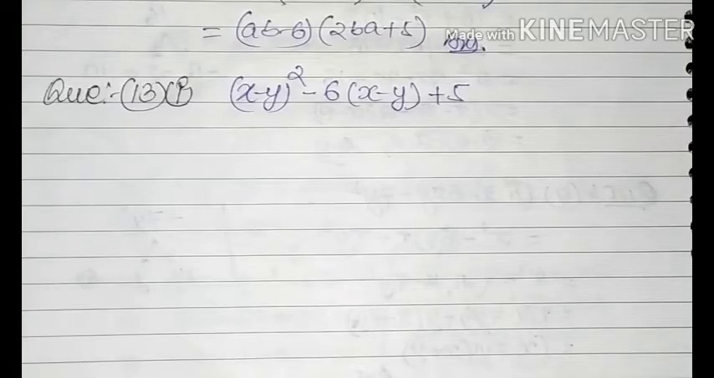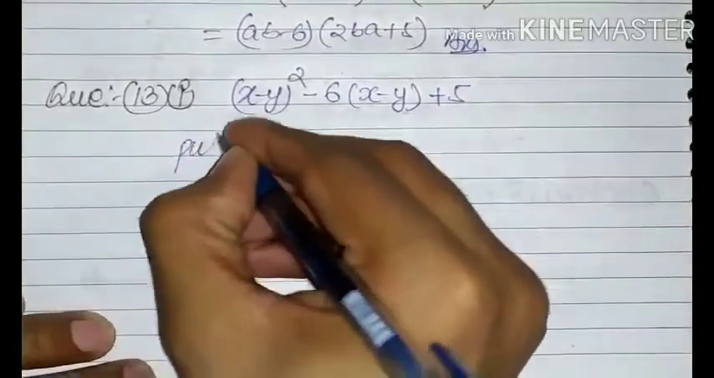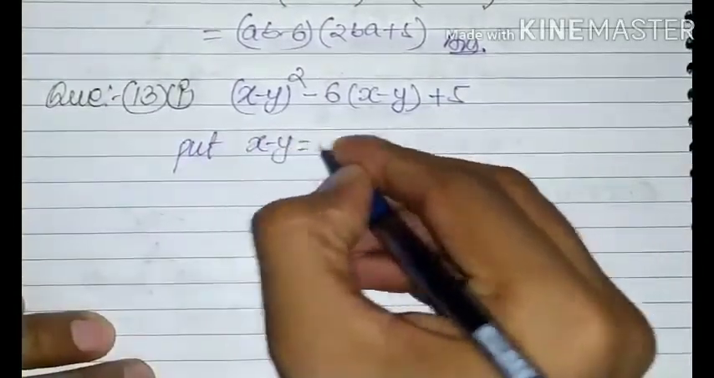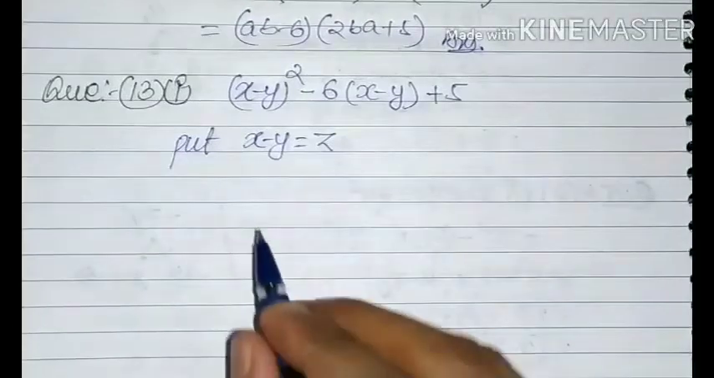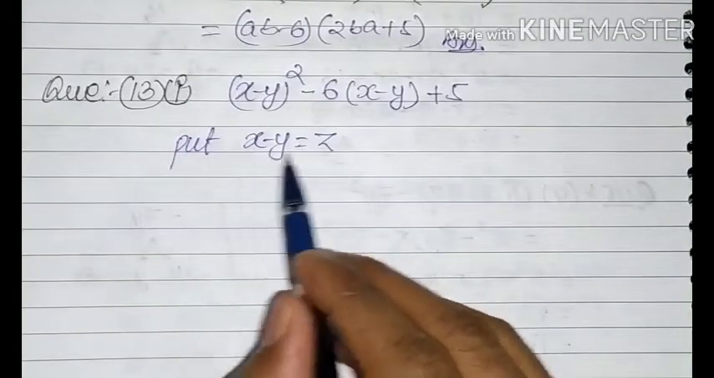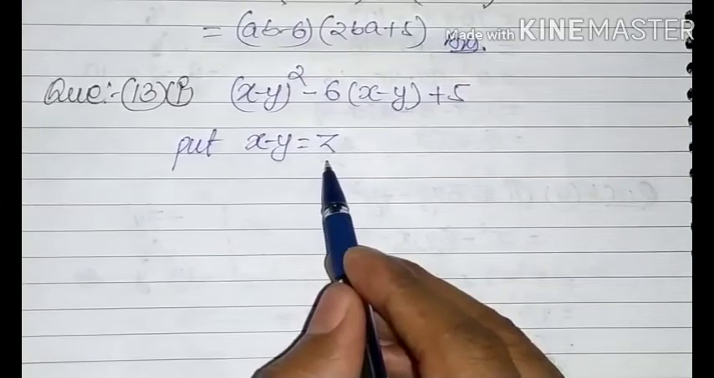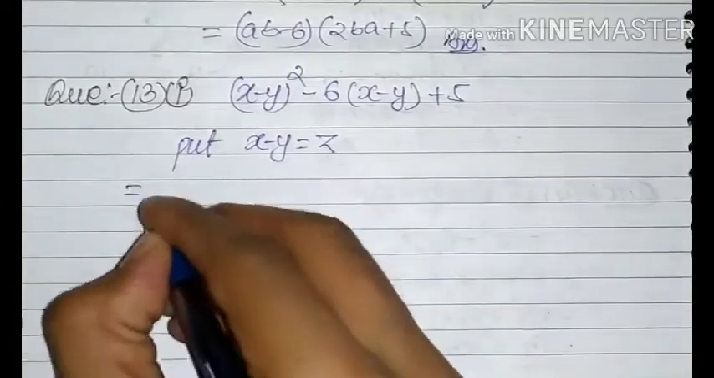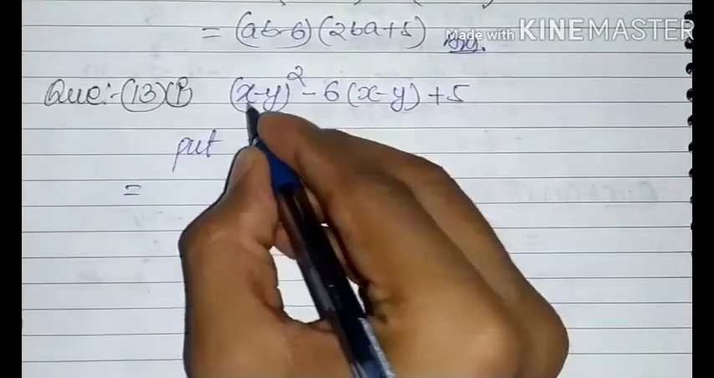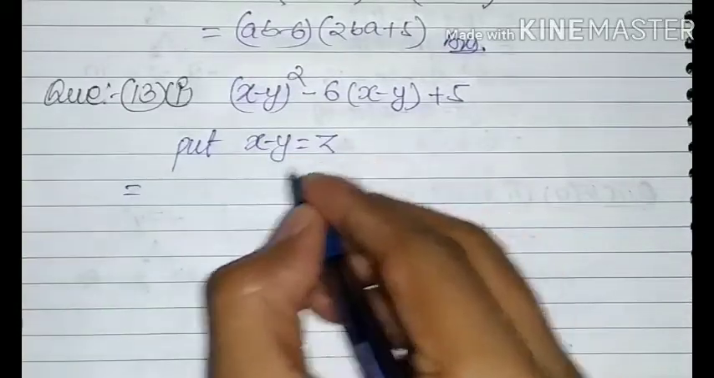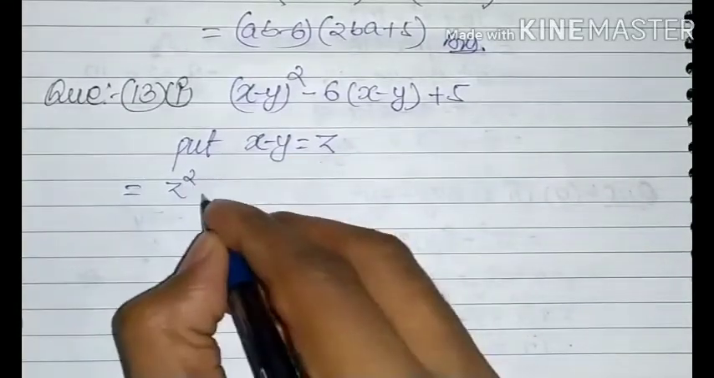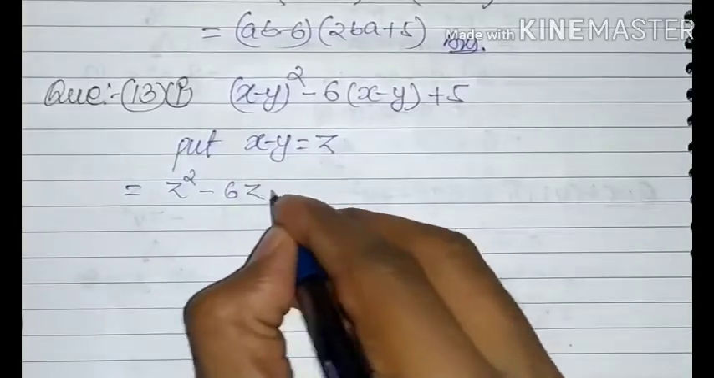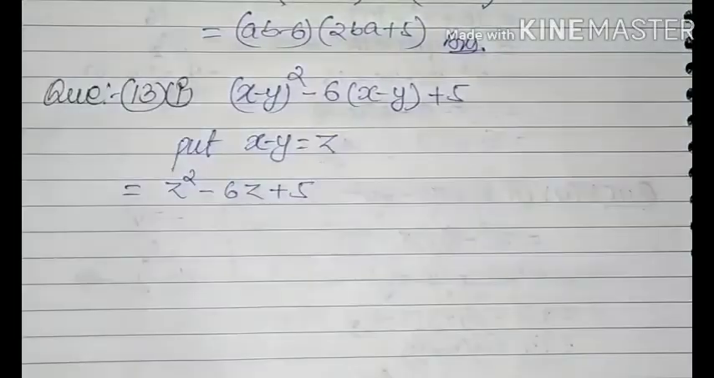Let's put x - y = z. This means the subtraction of these two variables is replaced by another variable, z. Then the given quantity will become z² - 6z + 5. This is a quadratic trinomial in z.